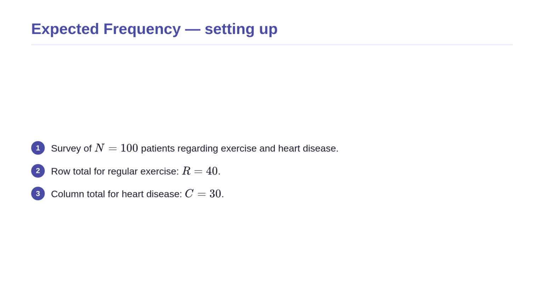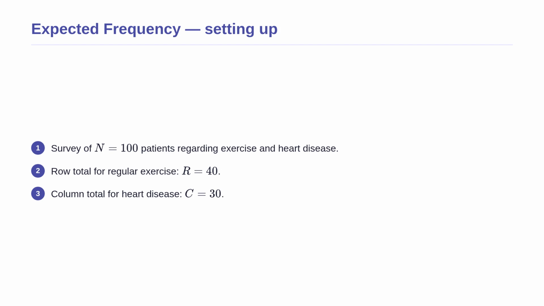Now that we have our formula and visual structure, let us apply it to a concrete example. A local health clinic surveys 100 patients to see if exercise habits and heart disease are independent. We are asked to calculate the expected frequency of patients who exercise regularly and have heart disease, assuming no connection exists. First, we identify our given values.